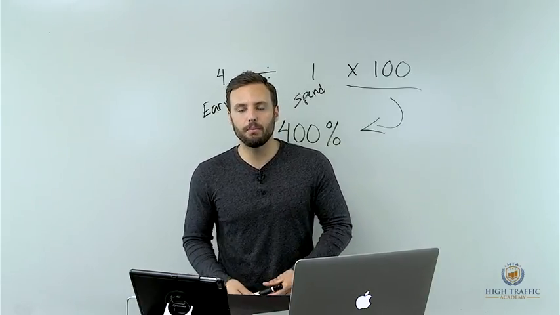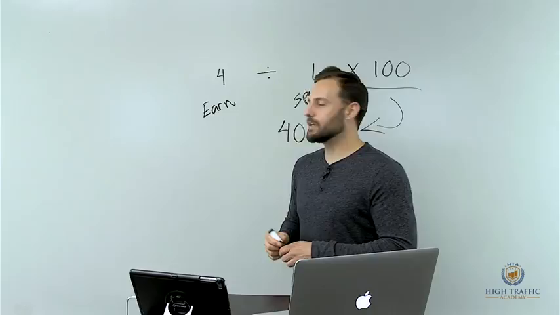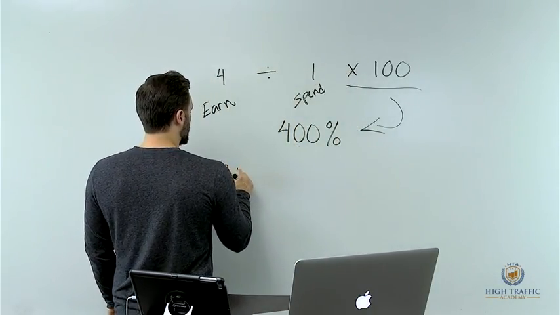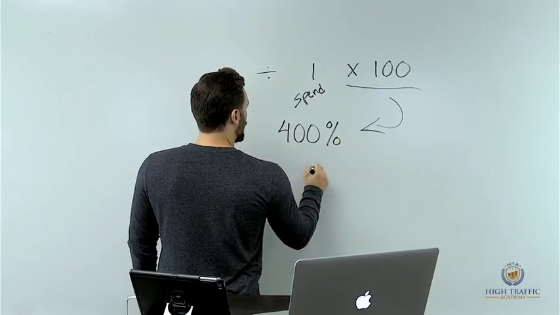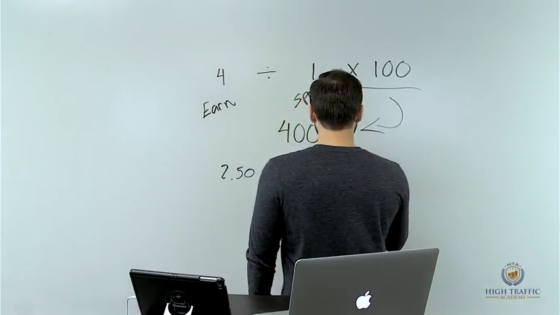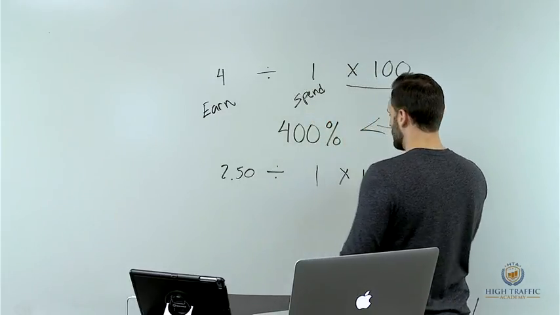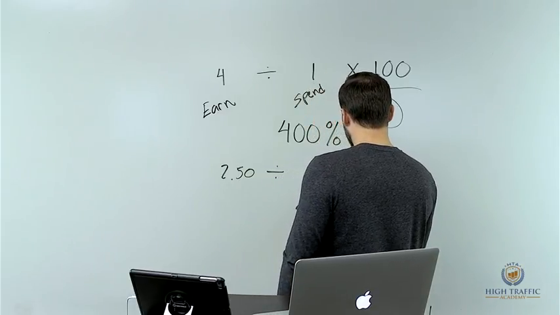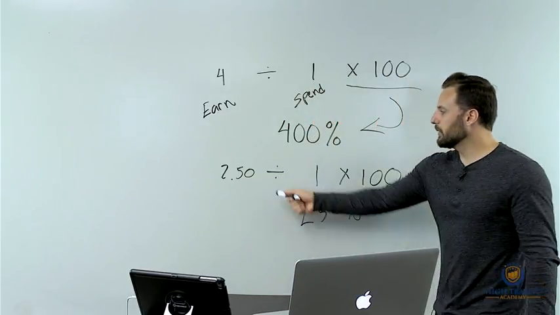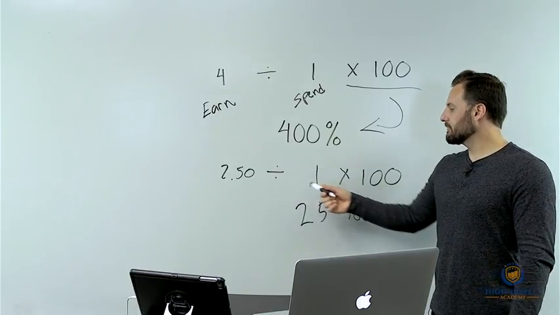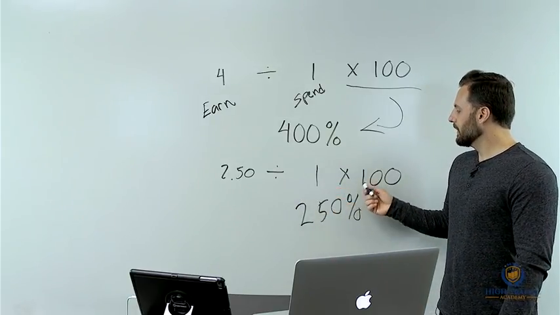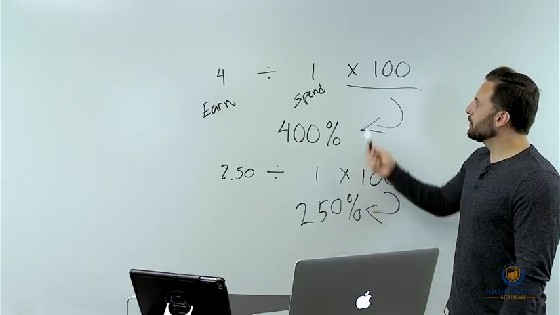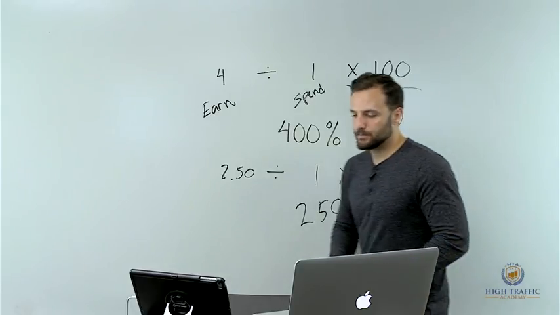And it's pretty much always going to be in the 100% range. So if I needed to earn $2.50 for every $1 I spend on Google, then I would multiply that by 100, and I would get to 250%. So in this scenario, I only need to earn $2.50 for every dollar I spend on Google, and I multiply that by 100, and I get to 250%. So we're going to go with this working example of 400%.